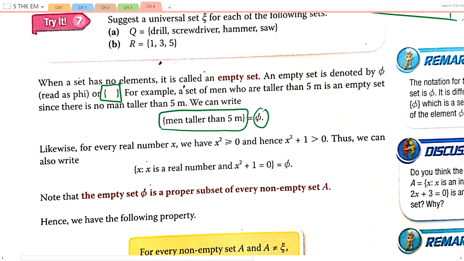Then in mathematics, if we have x, where x is an element that satisfies this equation, and you try to solve it, we've got x squared equals -1. We know that it is impossible to get a real number because we're going to be square rooting a negative number, so there is no answer. Then we say that the elements inside this set is phi, it is empty, there is no answer.